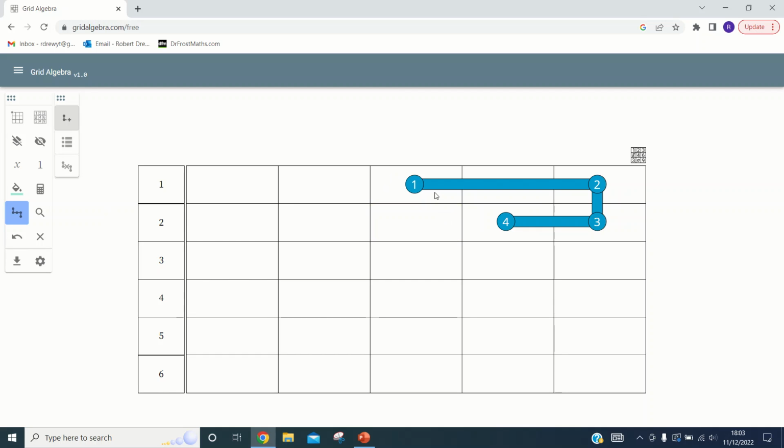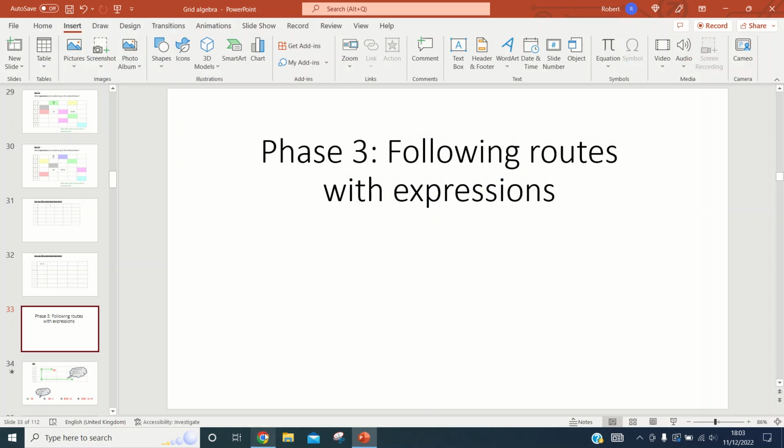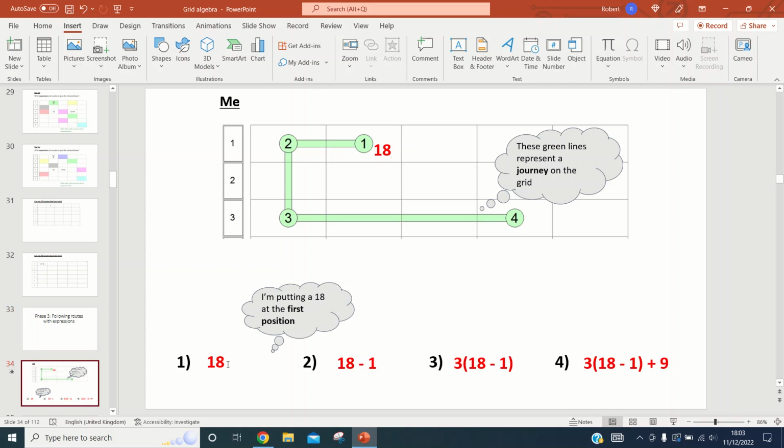So if 1 is 5, the way that I got them to write it down on their mini whiteboards was say 1.5, or in this case 1.18, or 1 bracket 18. And then they tell me what's underneath button number 2, which will be 18 minus 1. And then button number 3, 3 brackets 18 minus 1, and so on.